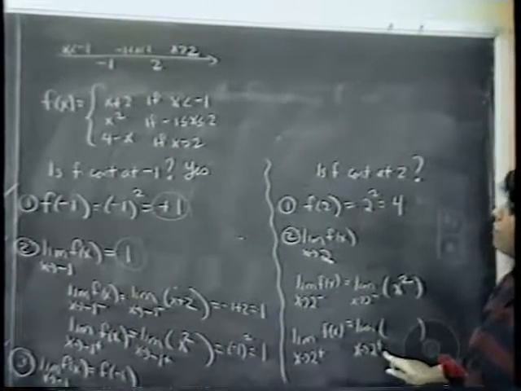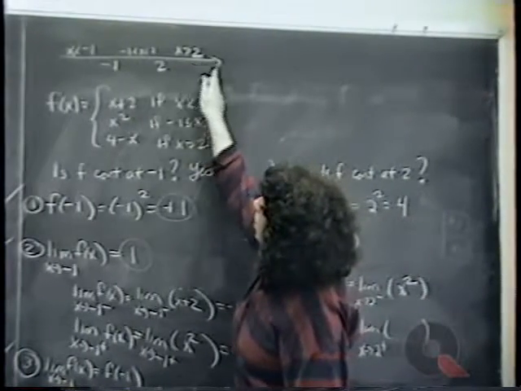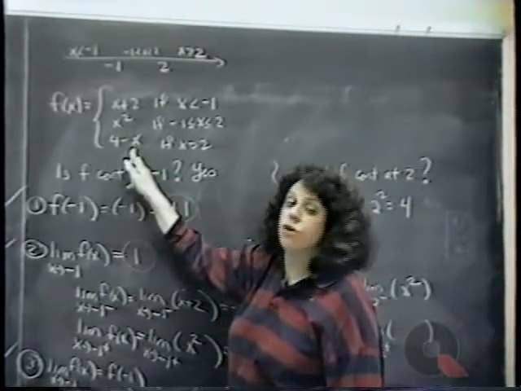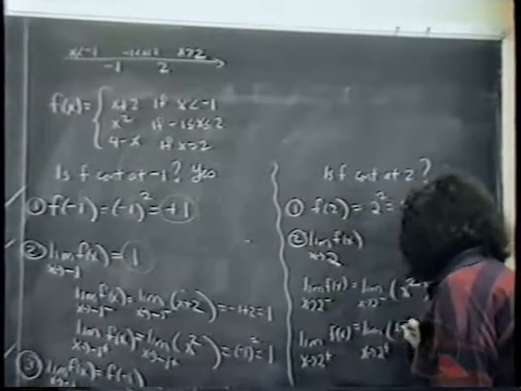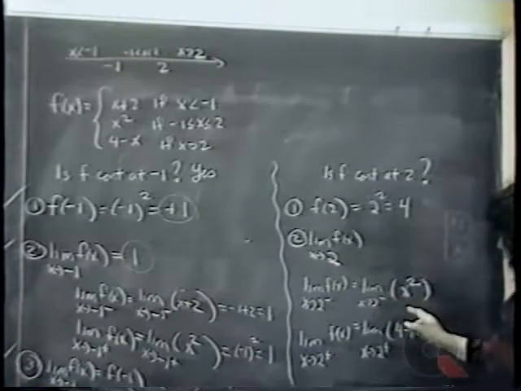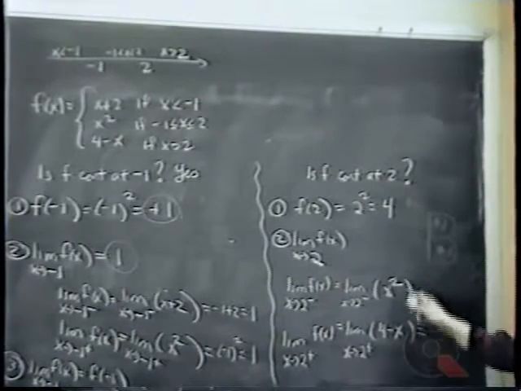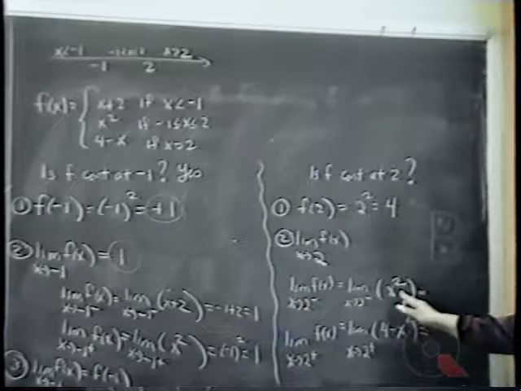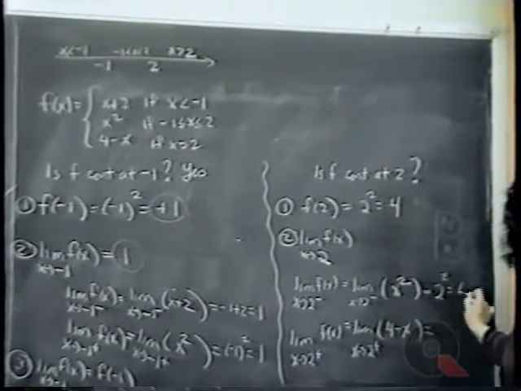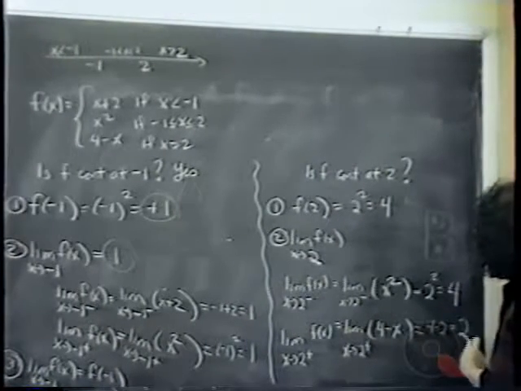As you approach 2 from the right side, here is 2. From the right side, you're in the x greater than 2 region. So substitute for f of x 4 minus x. So the trick is just to know what to replace f of x by. Now, these limits can be found by substitution because these are continuous functions. They're just polynomials. So here we'd get 2 squared, or 4. Here we get 4 minus 2, or 2.